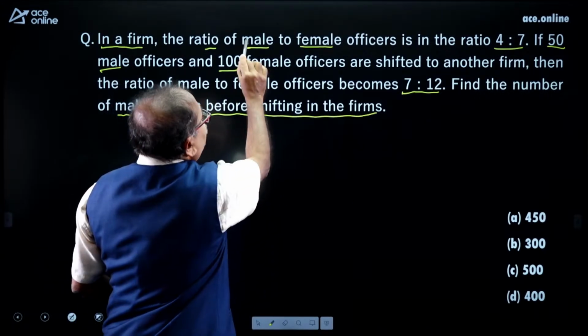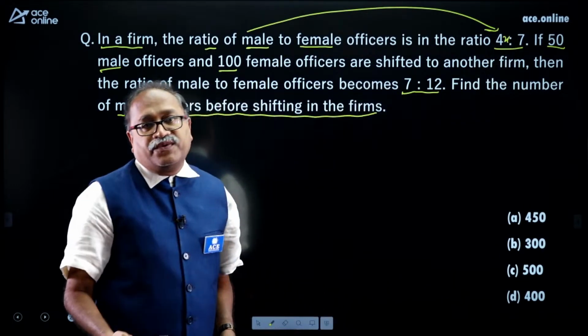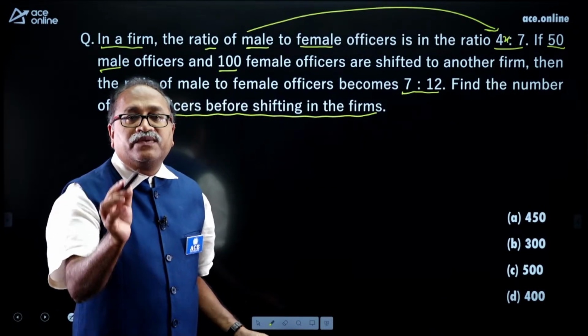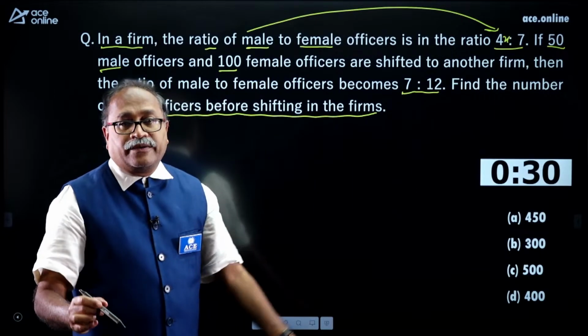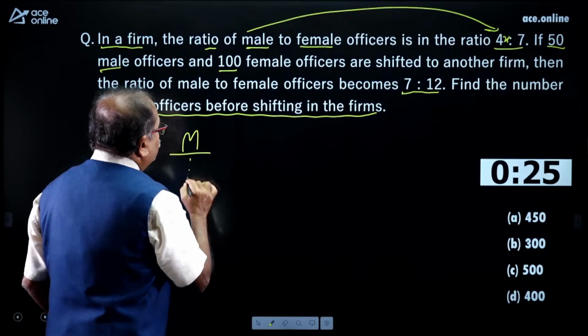That means the male officers, what is that? This is 4x. I need to find out 4x. Will you do that, my dear friends? I am giving you 30 seconds. You can do that. Male by female, write it this way.